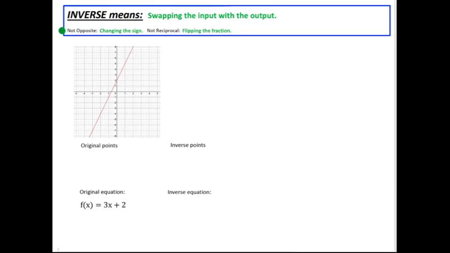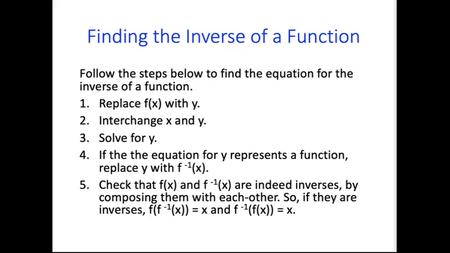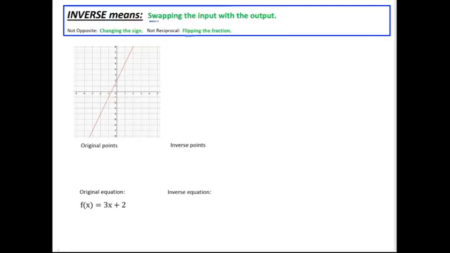So let's proceed with our example here. We have that f of x is equal to 3x plus 2. If we look back at our steps, the first thing that we want to do is replace f of x with y. So let's do that. And I'm going to number my steps here. So I have y equals 3x plus 2.